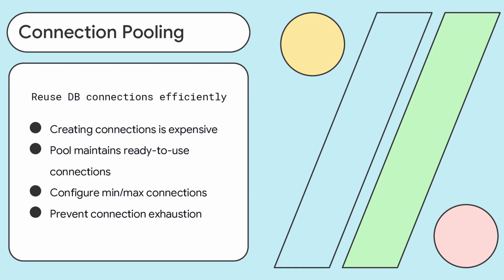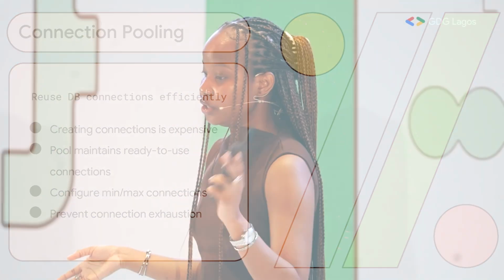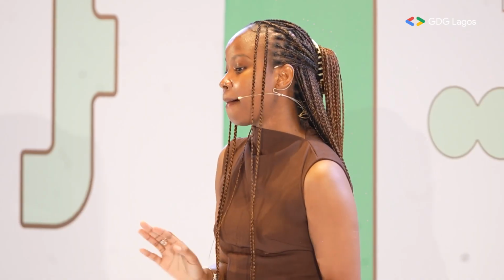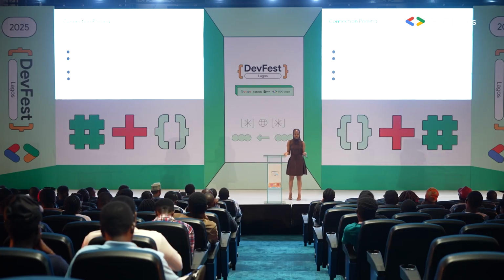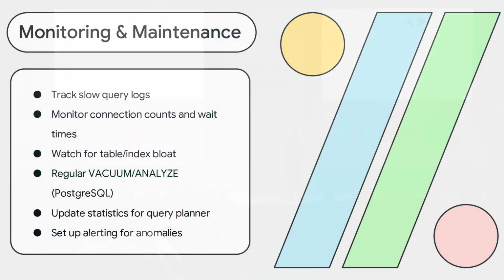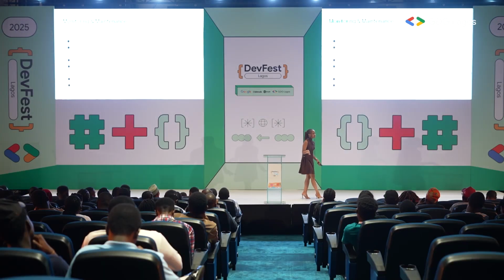So connection pooling is another thing. Always make sure to reuse database connections efficiently. Creating connections is expensive, and maintain a pool that is ready to use. So monitoring and maintenance. This is something else that is very important.